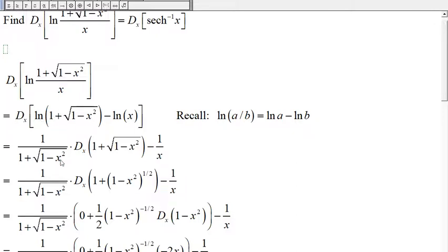1 over the expression 1 plus the square root of 1 minus x squared, and then we have to use the chain rule here, and so multiply by the derivative of 1 plus the square root of 1 minus x squared. And the derivative of ln x is just 1 over x.